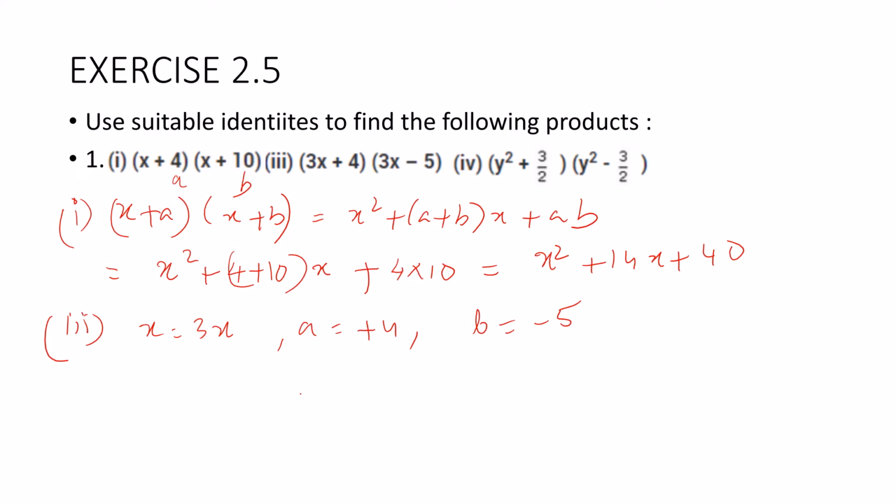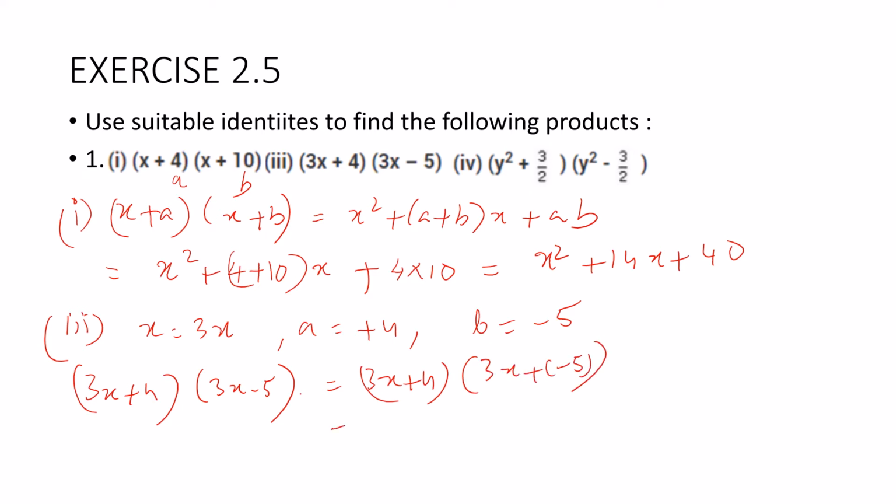So what you do is (3x plus 4) into (3x minus 5), you write it as (3x plus 4) into (3x plus minus 5), so that there won't be any confusion. So (3x) the whole square, that is x square, plus (a plus b), that is 4 plus minus 5, into, in place of x you have 3x, plus a into b, that is 4 into minus 5.